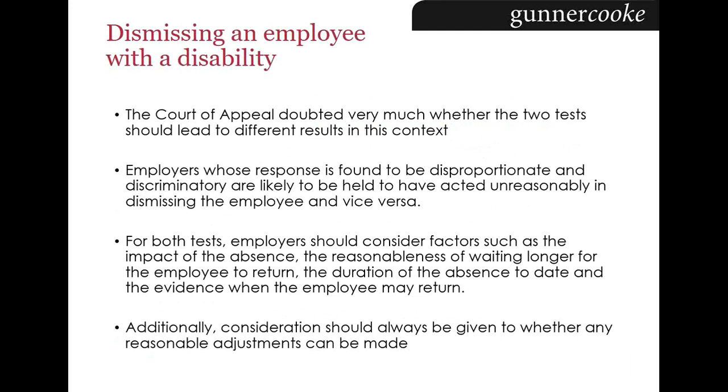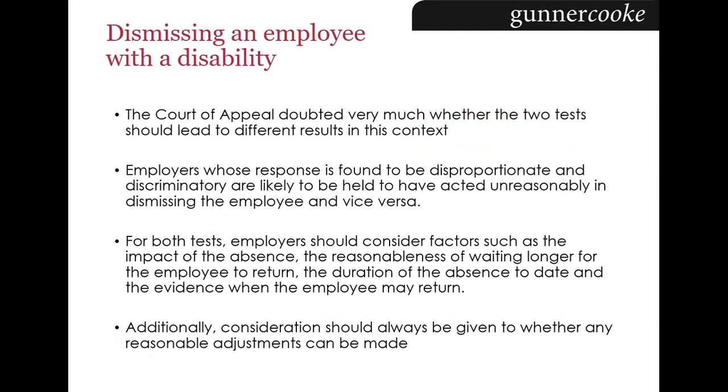So, to summarise the judgment, the Court of Appeal doubted very much whether the two tests should lead to different results in this context. So an employer whose response is found to be disproportionate and discriminatory is very likely to also be found to have acted unreasonably in dismissing the employee, and vice versa. In relation to both tests, it's important to consider factors such as the impact of the absence, the reasonableness of waiting longer for the employee to return, the duration of the absence to date, and the evidence as to when the employee may return. So all of these factors are equally relevant to proportionality in the context of a discrimination claim.